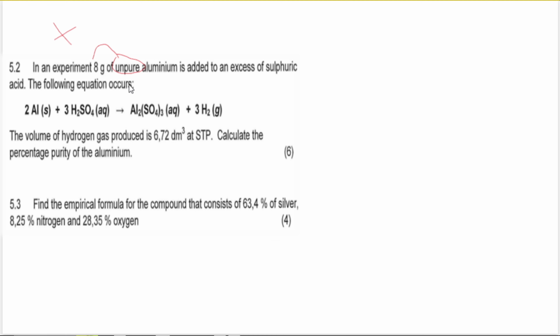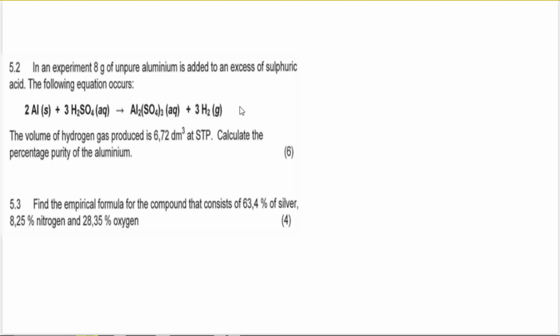Here it says added to an excess of sulfuric acid. They're giving you subtle hints. Excess means we know the sulfuric acid is in excess, so the aluminium is going to be the limiting reactant. They also tell you the volume of the hydrogen gas produced is 6,72 cubic decimeters at STP. Calculate the percentage purity of aluminium.